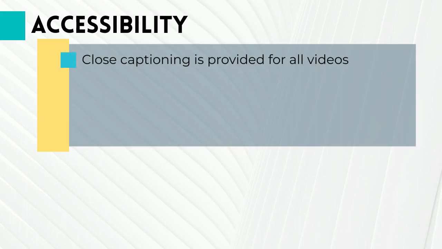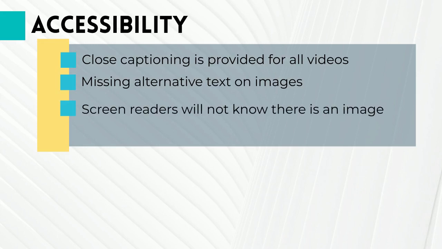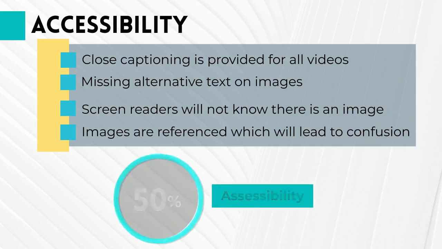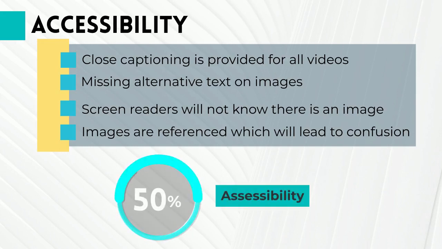Accessibility. Meeting ADA compliance is essential in a course. LDT 100X does provide closed captioning for all videos in the course. The issue is that alternative text is missing on the images that are included. Screen readers will not know there is an image on the screen, so the student will be unaware of the content of the image. In instances where the image is referenced in the reading, a visually impaired student will be confused since they will have no information on the image or what it contains. The missing alternative text results in a score of 50% for accessibility on the Q-tip scorecard.